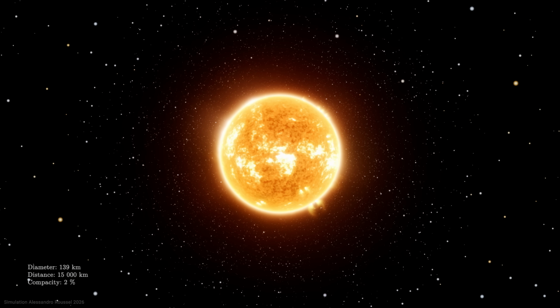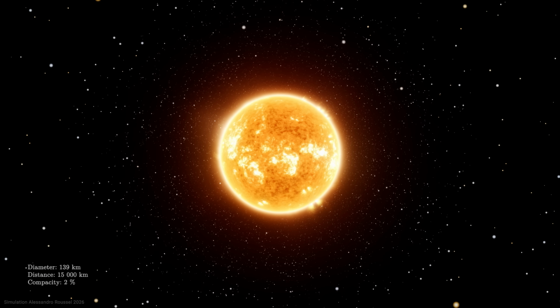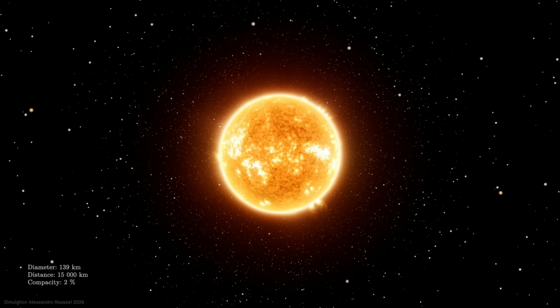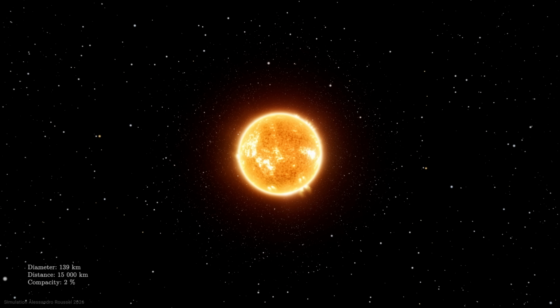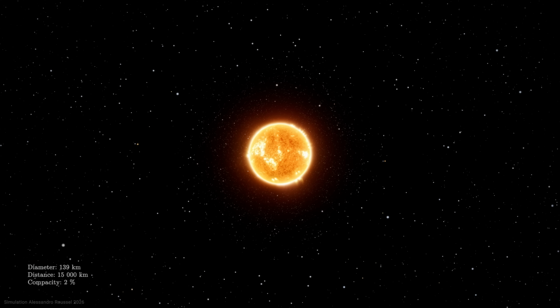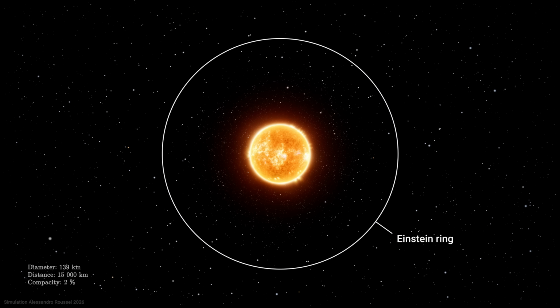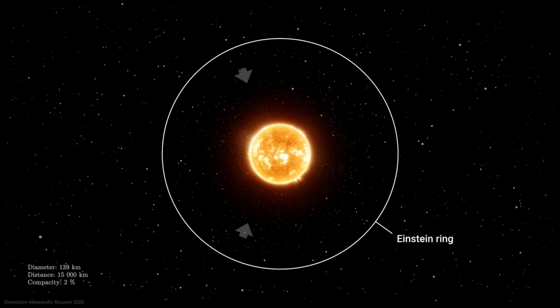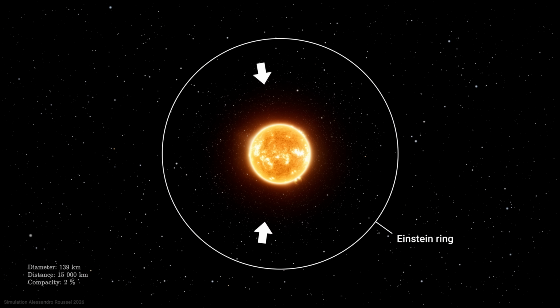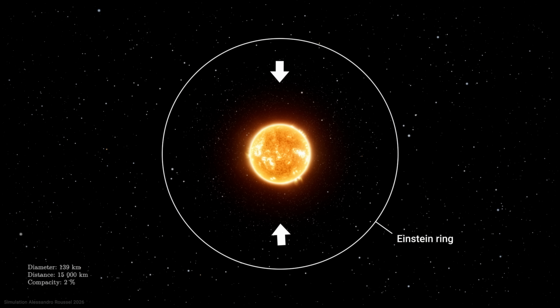We are now observing a Sun 10,000 times more compact than reality. The entire sky appears to be split into two regions by an Einstein ring, which contains copies of all the stars in the sky. It is even possible to distinguish stars that are actually behind us.